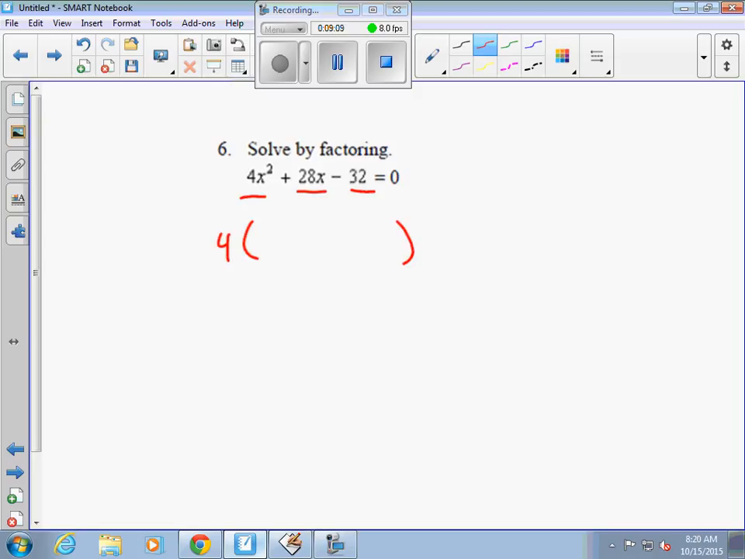So 4 times what gives you 4x squared is the question. And it's 4 times x squared. 4 times what gives you 28x, positive 7x. And 4 times what gives you negative 32, negative 8. So it says all of that is equal to 0. Now the problem's not done though. That's just factoring out the 4. And when you factor out the 4, as long as you're not pulling a variable out of it, you can almost ignore that 4 from that point. So I just scratched through it one time.